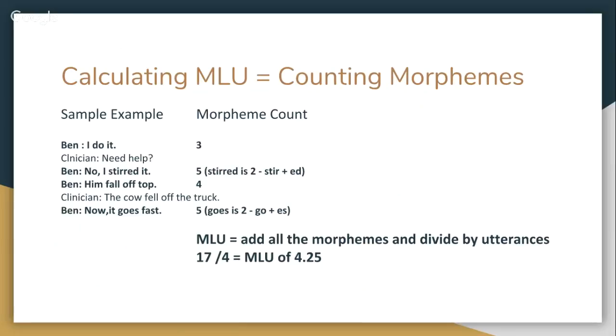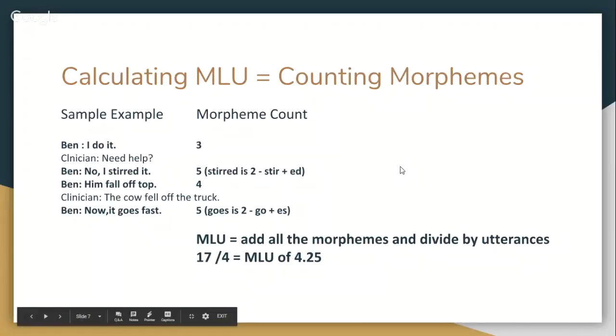Ben then says, him fall off top. That's 4 morphemes. Ben then said at last, now it goes fast. Goes is 2 because go and the z. So you add all the morphemes and divide by the utterances. There were 17 morphemes and 4 utterances. So the MLU would be 4.25. That's the average sentence length or utterance length for Ben.